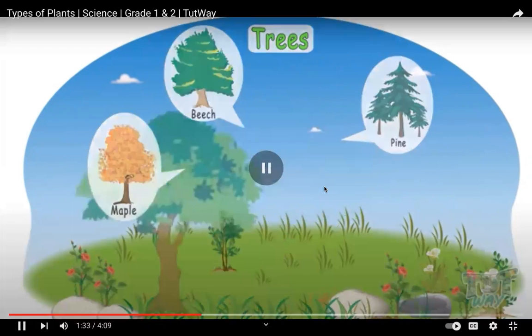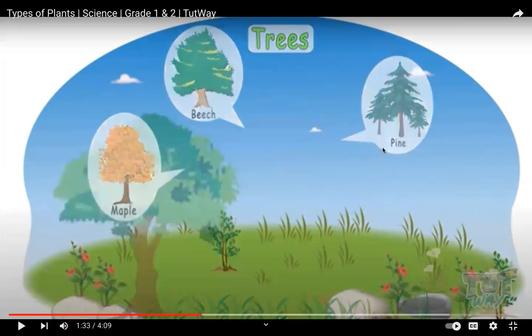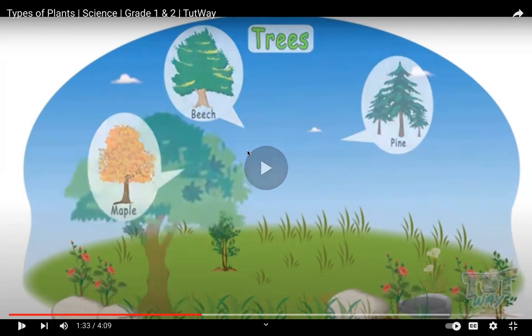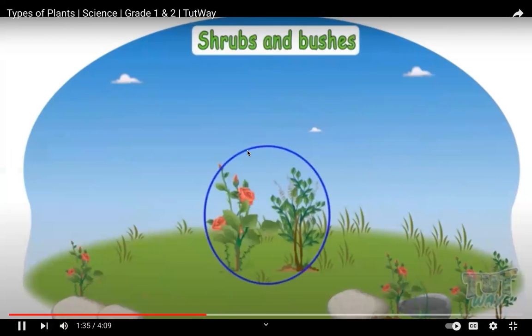Now let's see. Like Debangshu told us, there are pine, beech, maple, and those you told us, there are mango, apple, peepal, banyan, lots and lots of trees. Very good, both of you. What are shrubs and bushes?